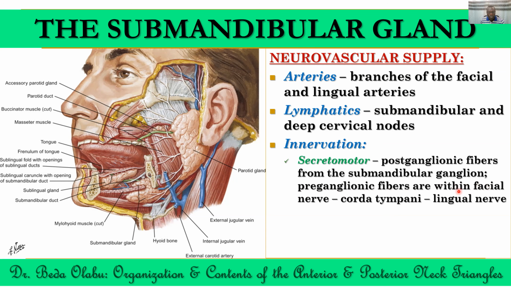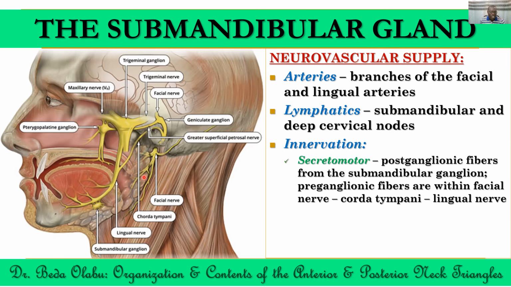when the facial nerve is passing through the ear, it will give you the chorda tympani branch. And so these preganglionic fibers follow the chorda tympani branch. Then the chorda tympani branch is the one that joins the lingual nerve. And so the preganglionic fibers are now within the lingual nerve. And that's how they find their way to the submandibular ganglion.